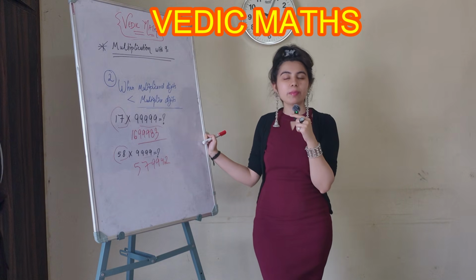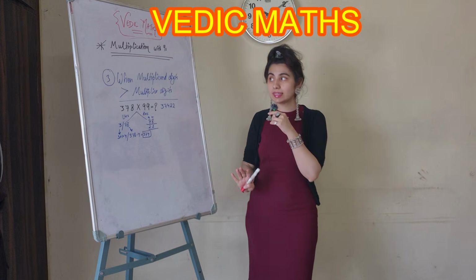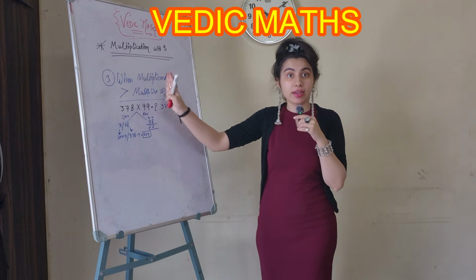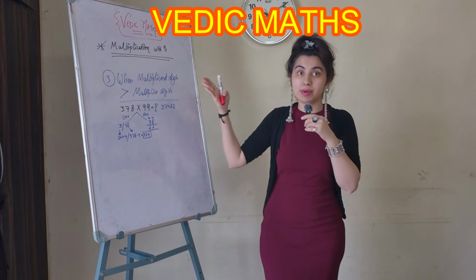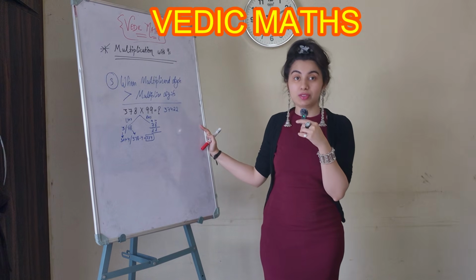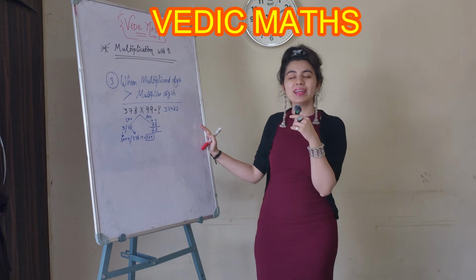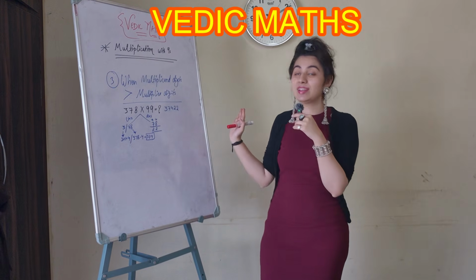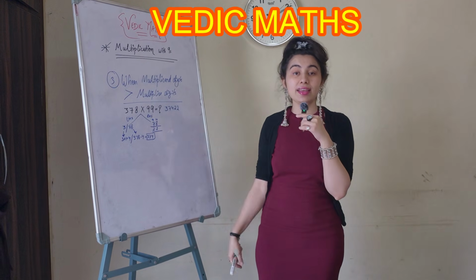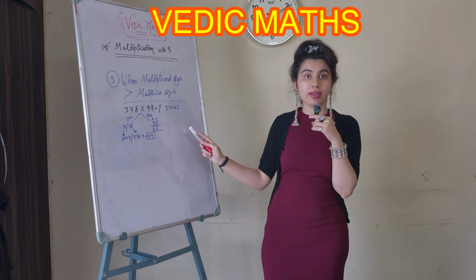So let's take up another topic. Our next topic is when the multiplicand digits are more than the multiplier digits. This is going to be a bit tricky, so do listen attentively. Now let's begin. Our first question is 378 multiplied by 999.